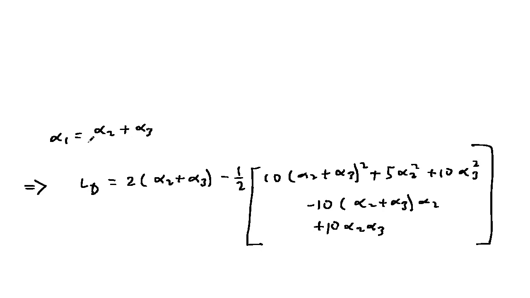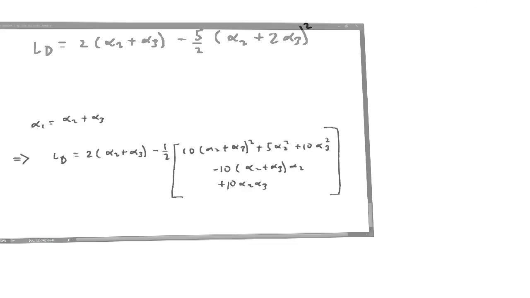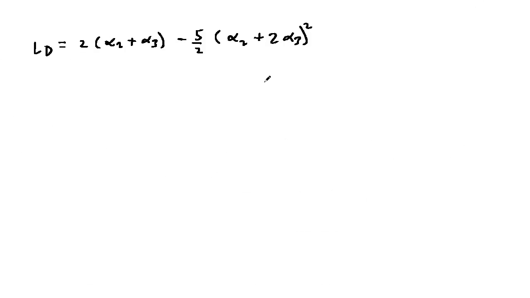Now, using alpha 1 equals alpha 2 plus alpha 3, rewrite L sub D as follows. I just plugged in alpha 2 plus alpha 3 for alpha 1. Now, simplifying, we get L sub D equals this. So it's just in terms of alpha 2 and alpha 3.